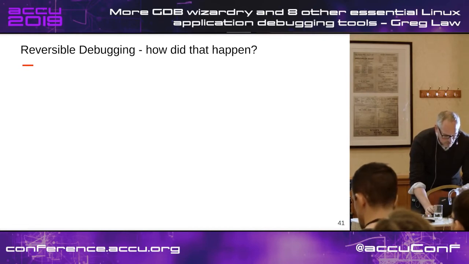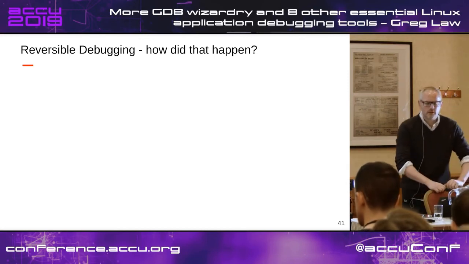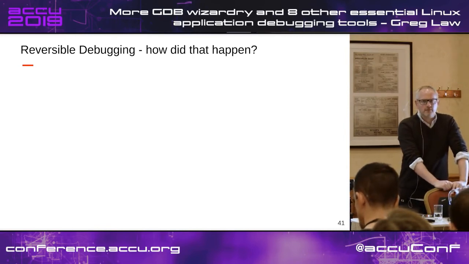So let's go now to the bit that's closer to my heart, reversible debugging. As I said before, what do you want when you're debugging? Reality diverged from my expectations. My program didn't do what I expected it to do, and I need to figure out why. I need to know when that divergence happened, and why it happened.